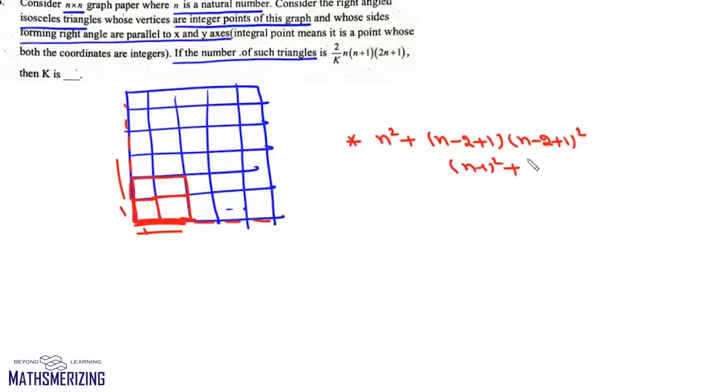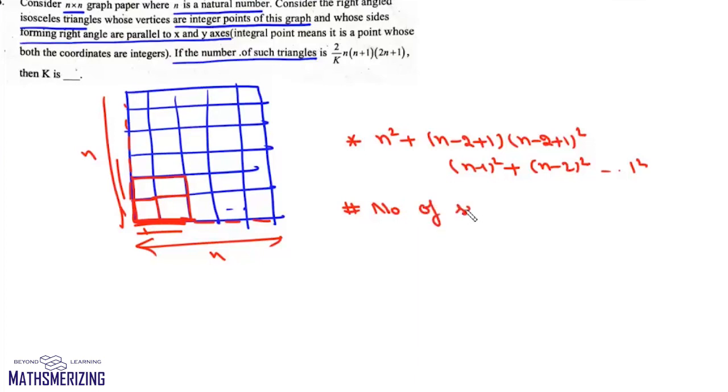Now for 3, it will be simply n minus 2 square. And finally, the largest square of side n will be simply 1 square. So the number of squares in this grid is given by 1 square, 2 square up to n square, which is n into n plus 1 into 2n plus 1, whole divided by 6.